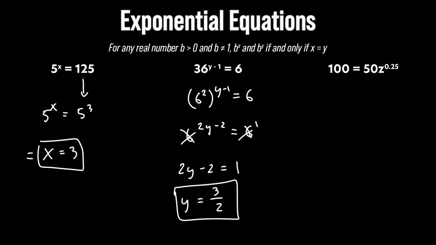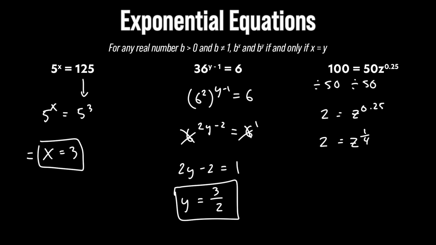Lastly, this equation is a little more confusing, but always try to figure out ways to simplify it first. We can divide both sides by 50 right off the bat. So let's do that first. So we're going to get 2 is equal to z to the 0.25 power. So we have 2 is equal to z to the 1/4 power because 0.25 is equivalent to 1/4.